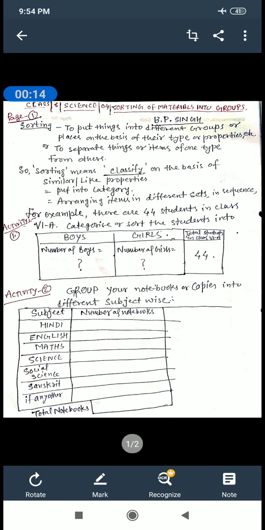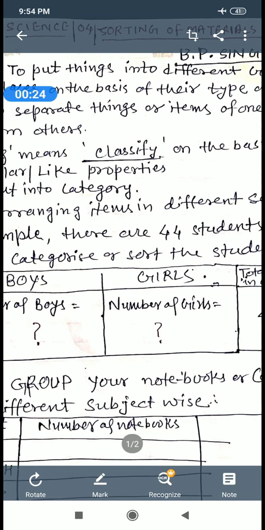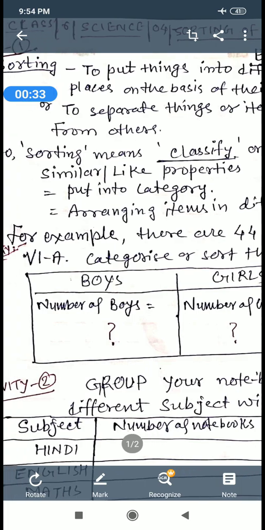Today I am discussing the new chapter number 4, sorting of materials into groups. Let us start the chapter and understand the meaning of sorting.